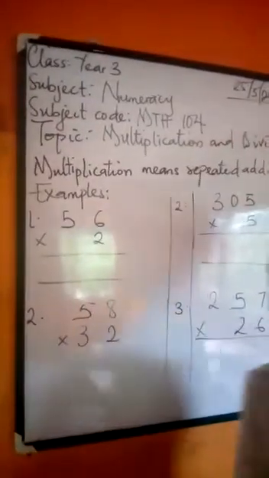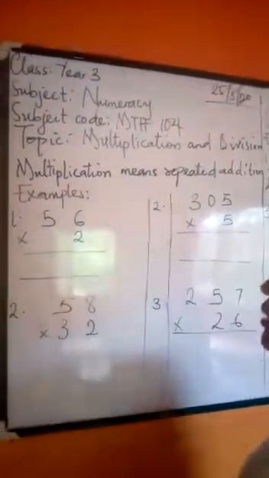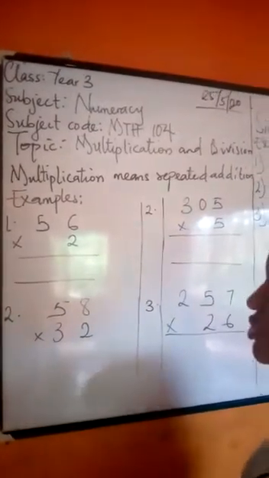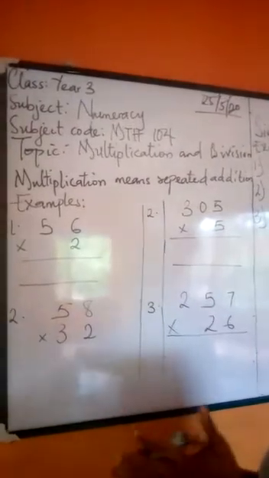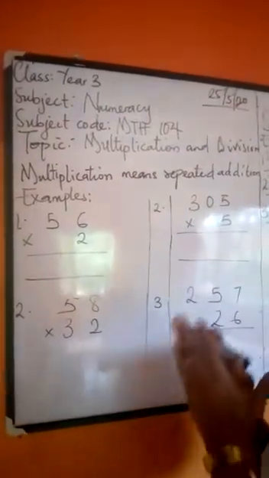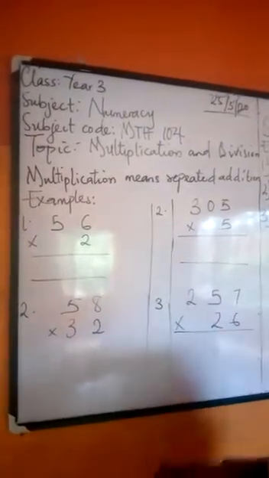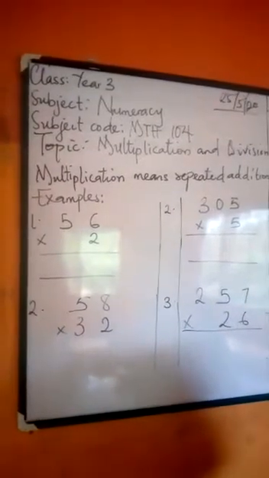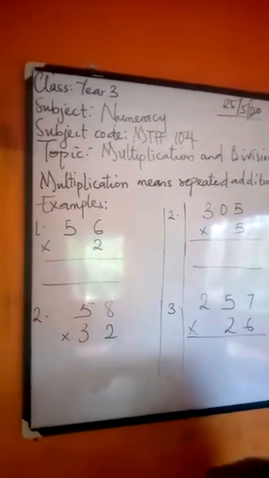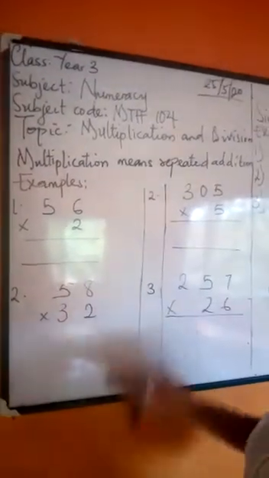We're already familiar with the word multiplication. Multiplication simply means repeated addition. So I'll advise that you follow my examples carefully, because I will be treating multiplying 2 digits by 1 digit, 2 digits by 2 digits, 3 digits by 1 digit, 3 digits by 2 digits at once. Okay? Because this is something that we are familiar with.